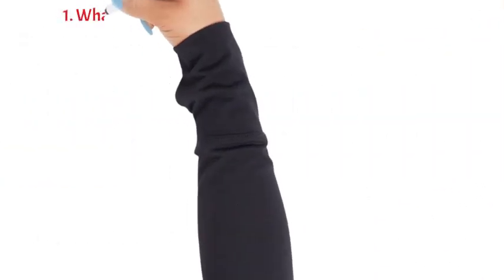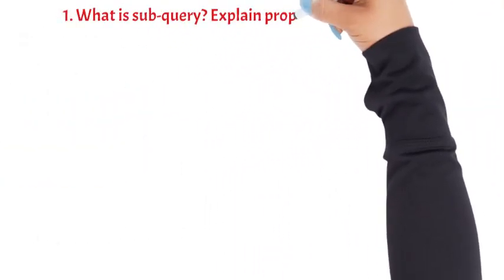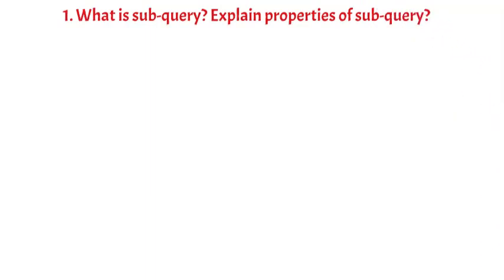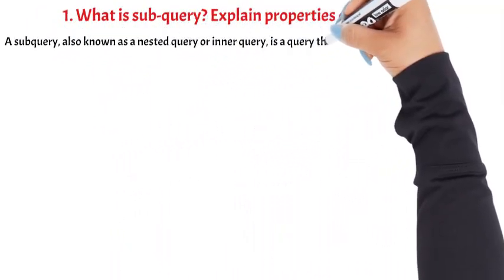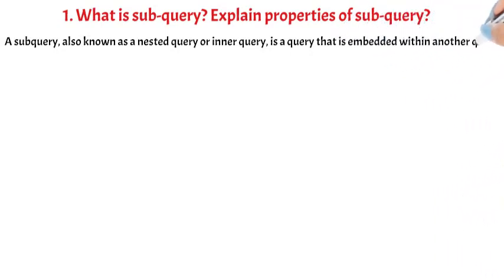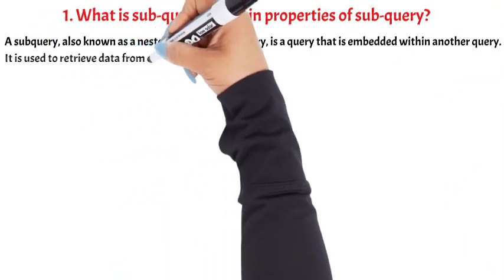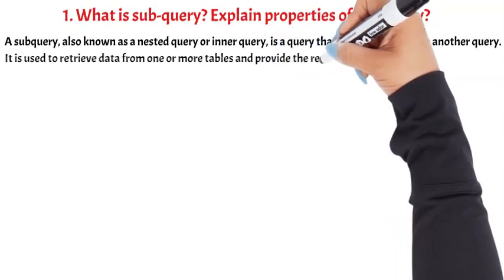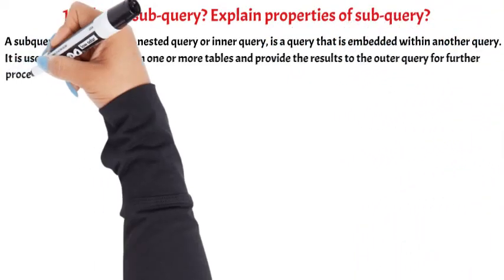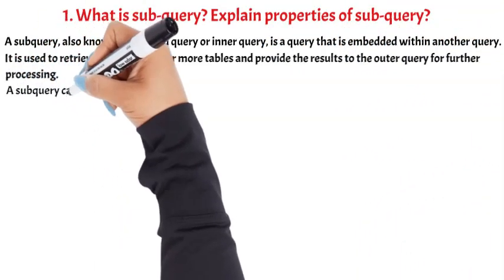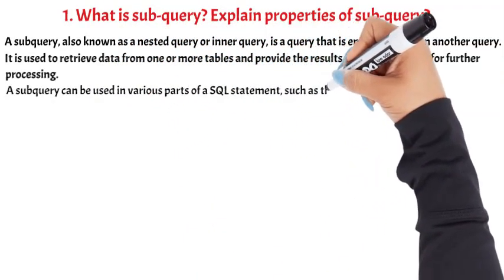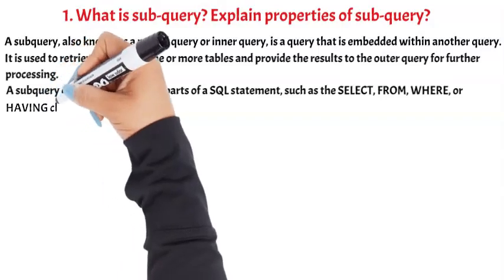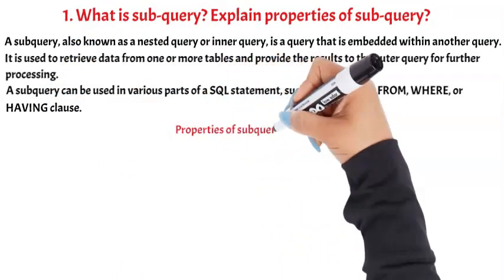1. What is subquery? Explain properties of subquery. A subquery, also known as a nested query or inner query, is a query that is embedded within another query. It is used to retrieve data from one or more tables and provide the results to the outer query for further processing. A subquery can be used in various parts of SQL statement, such as the select, from, where, or having clause. Properties of subqueries.